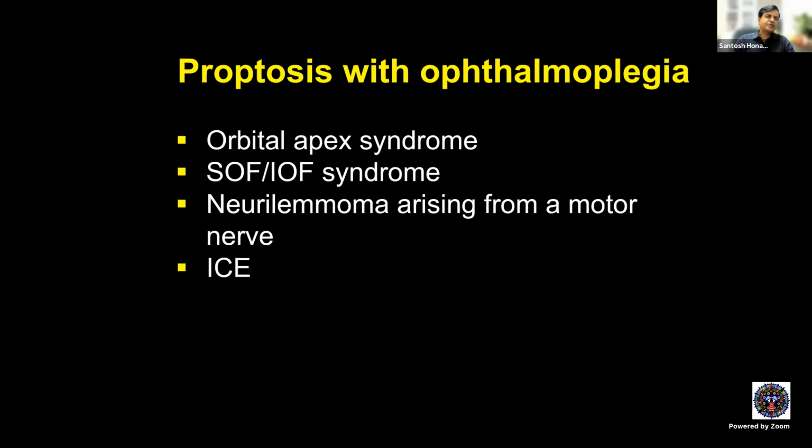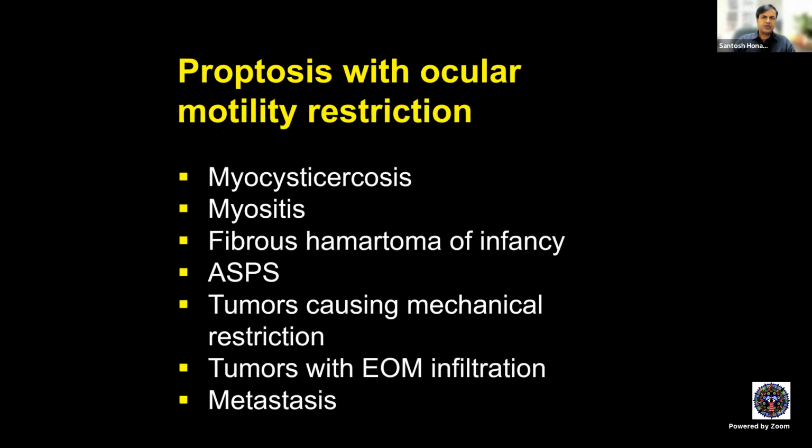We have had cases of third nerve neurolemoma, right? In fact, our MRI specialist would even trace it to a particular branch of the third nerve, and these patients do tend to have ocular motility restriction. And any patient who has an orbital tumor with intracranial extension. So there are differential diagnoses for proptosis with ophthalmoplegia.